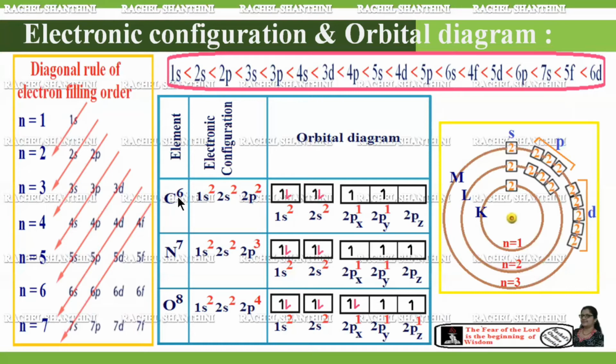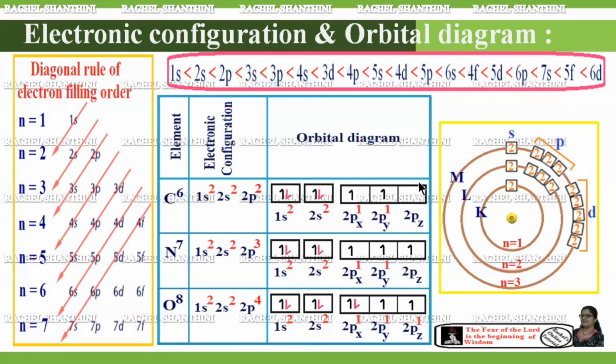How many electrons are there? 6 electrons. And we know that each suborbital can accommodate the maximum number of 2 electrons. So we need to write 2 in 1s orbital, 2 in 2s orbital, totally 4. Then the remaining is 2, right? Then we have to write 2 in the 2p orbital. Now let us see the orbital diagram for C6. For 1s orbital, we need to draw one box. For 2s orbital, we have to draw another box. For 2p orbitals, we know that we have 3 orbitals, right?